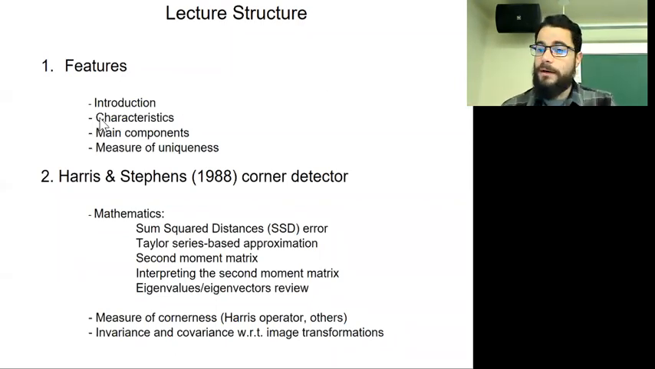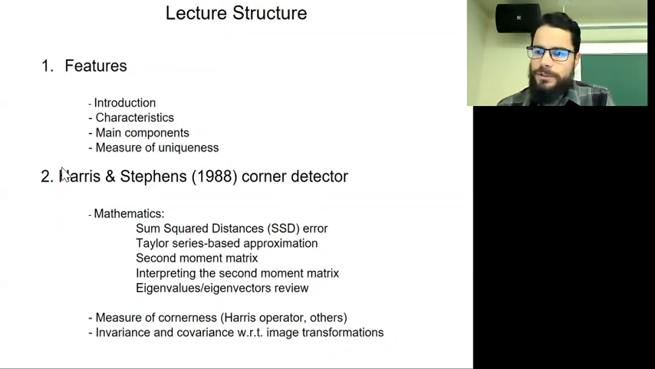We're going to talk about the characteristics of ideal features, its main components. So when we are working with feature extraction pipelines, what are these steps that I was talking about in order to find these features? Measures of uniqueness. And then this is going to be a nice segue to the feature extractor that we are going to discuss today, the Harris and Stephens corner detector.